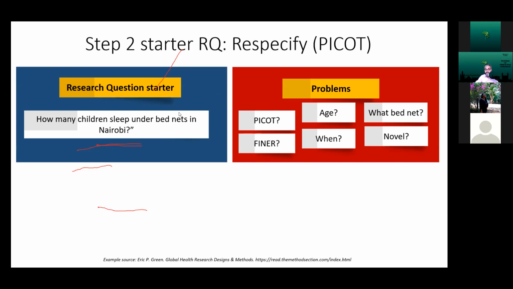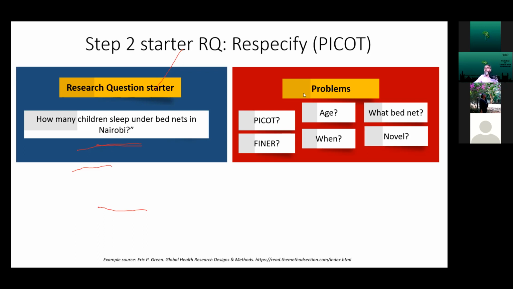So the intervention, which is bed net in this case, must be specified. Again, how many children sleep when? Last night, last evening, last month, average of last month, last year, we don't know that. So we must be also talking about these PICO questions. So that was step 1. We stated a research question. Step 2, started thinking about the PICO.